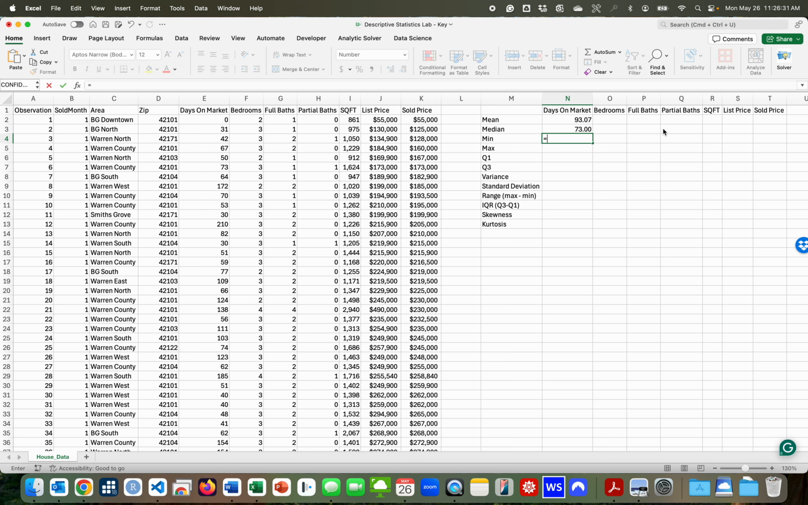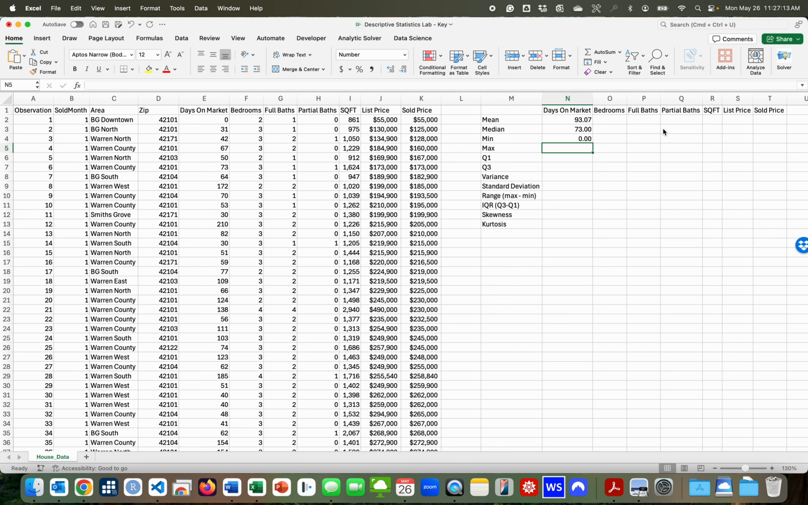So the minimum equals min. As soon as it's highlighted, hit tab, and we want E colon E. So it's going to give us the minimum value for days on market. So there were homes that sold in 0 days. It's possible that you have a home that's not really listed, but it's for sale by owner, and it goes on the market and the contract is signed in the first day. So it's off the market as soon as it goes on the market. So a 0 is not an anomaly. It's not really common, but it's a reasonable number.